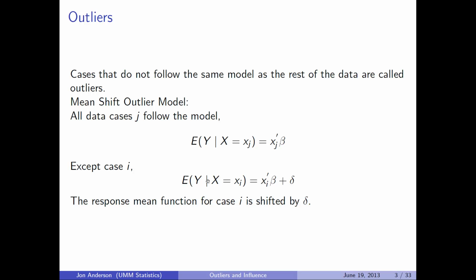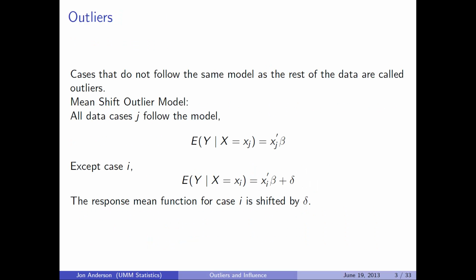Except for a particular case i, and in this case we have that same mean function for subject i, except it's off by a shift, an amount delta. So the mean function for case i is not a simple linear combination like it is for everyone else. It is that linear combination, but shifted by a fixed amount, so that the mean function is not the same for case i as it is for all of the other cases indicated by subscript j.